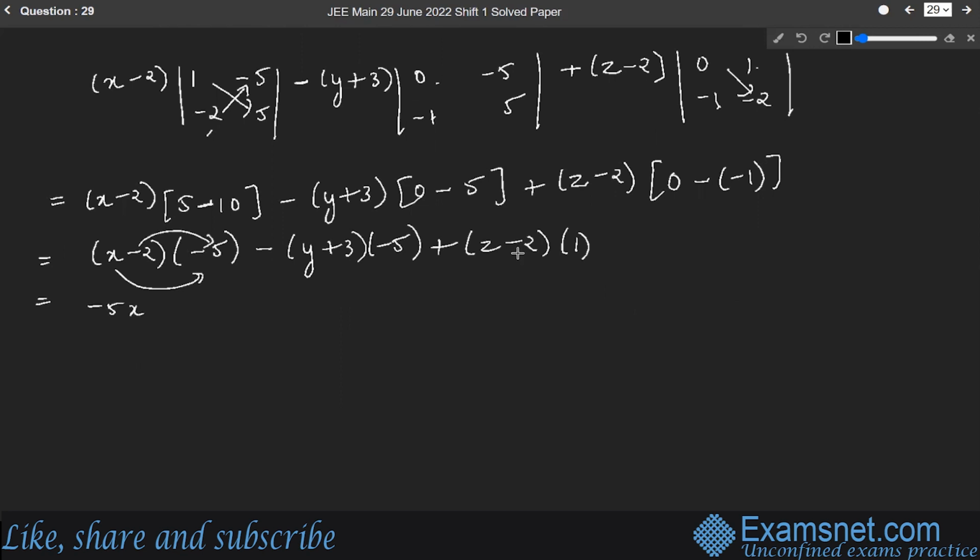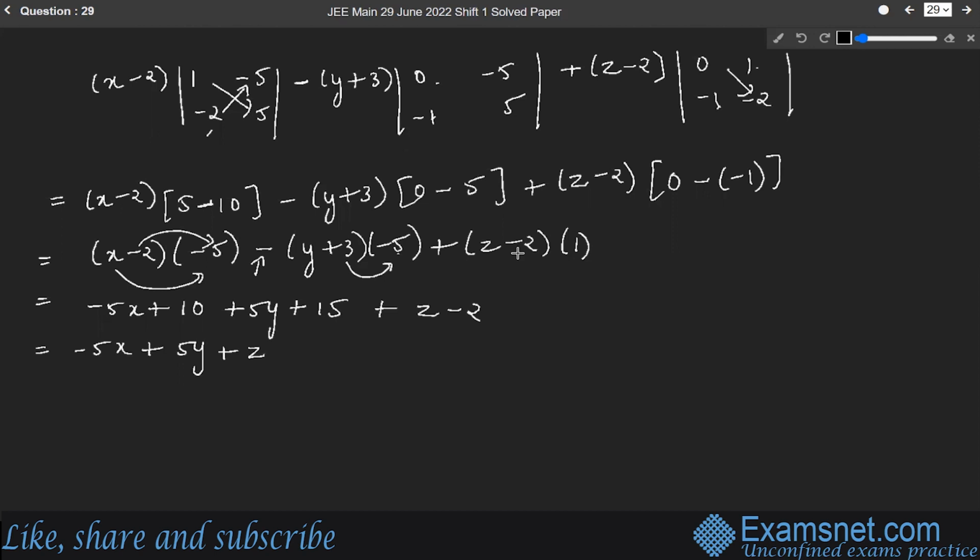Then minus 2 into minus 5 is plus 10. Then y into minus 5 is minus 5y. But here there is a negative sign, so it will be plus 5y. 3 into minus 5 is minus 15. But again, with a negative sign, it will be plus 15. Then plus z minus 2. Okay. So it will be equal to minus 5x plus 5y plus z.